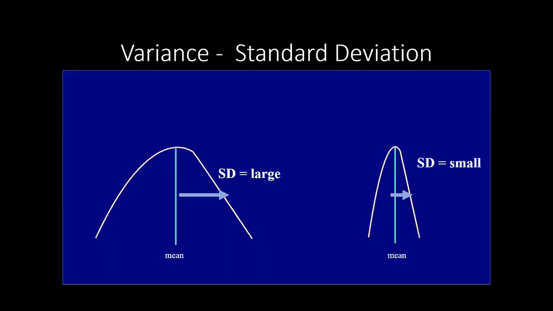So the variation we can know by the variance or the standard deviation. If the values are high, then the variation is high. If the values are small, then the group is surrounding the mean.